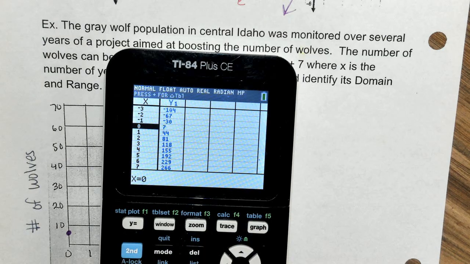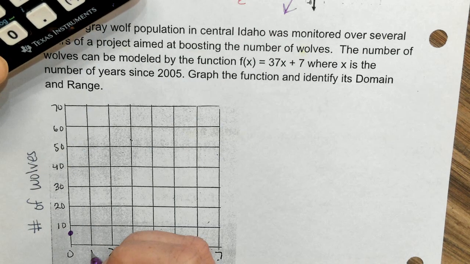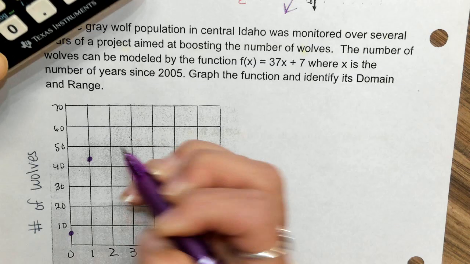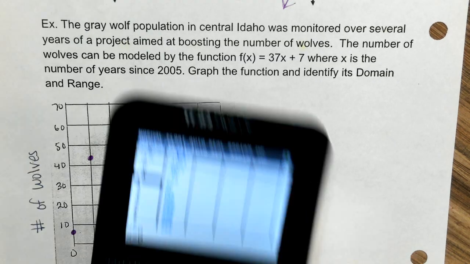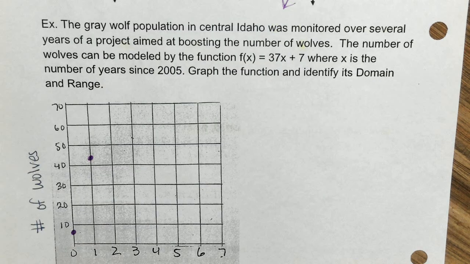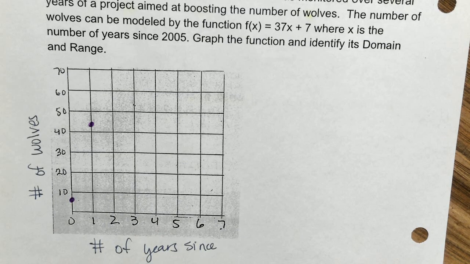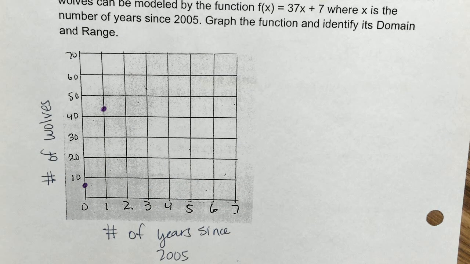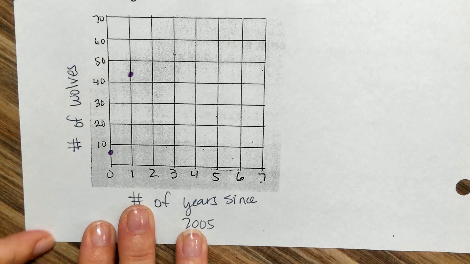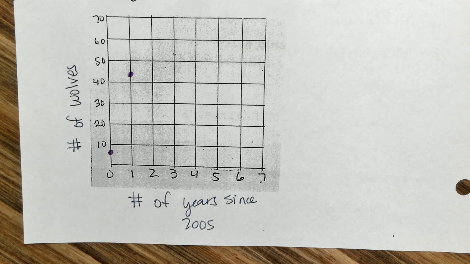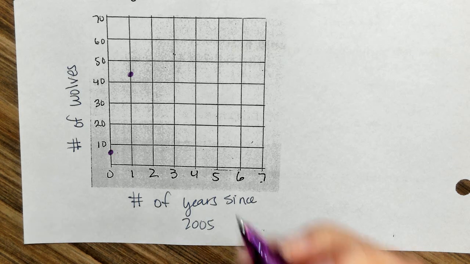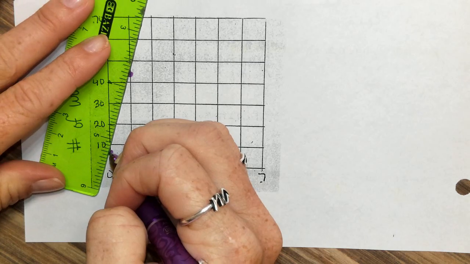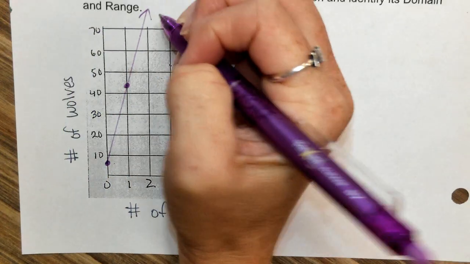My next dot is going to be at 144. My next dot would be at 281, but that doesn't fit on the graph, so I have to stop. Now, would this be a line with 2 arrows, or would it be a ray? Why? My graph can't go this way because there's no such thing as negative wolves or negative years. Yes? So my graph is going to start at the y-intercept and just keep going up.